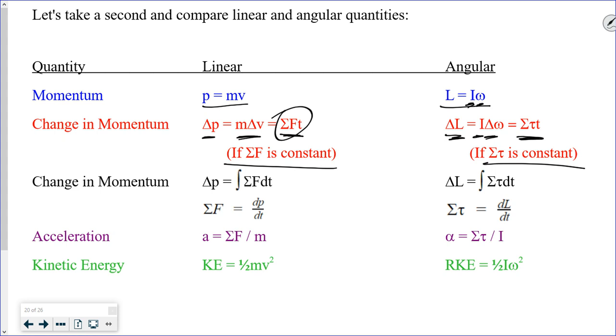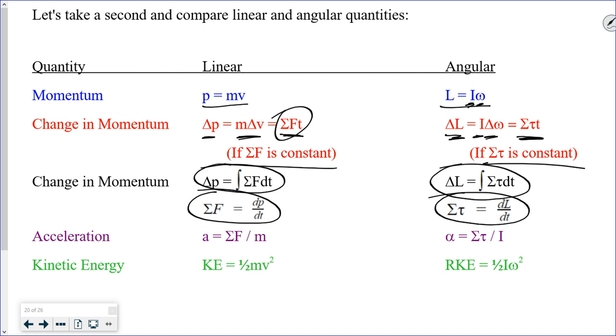And all the same calculus rules work. You can integrate net force with respect to time to find your change in momentum. You can integrate net torque with respect to time to find your change in angular momentum, okay? Newton defined net force as the rate at which your momentum changes. Similarly, net torque is the rate at which your angular momentum changes, okay? Newton's second law says acceleration is net force over mass. Angular acceleration is net torque over rotational inertia.